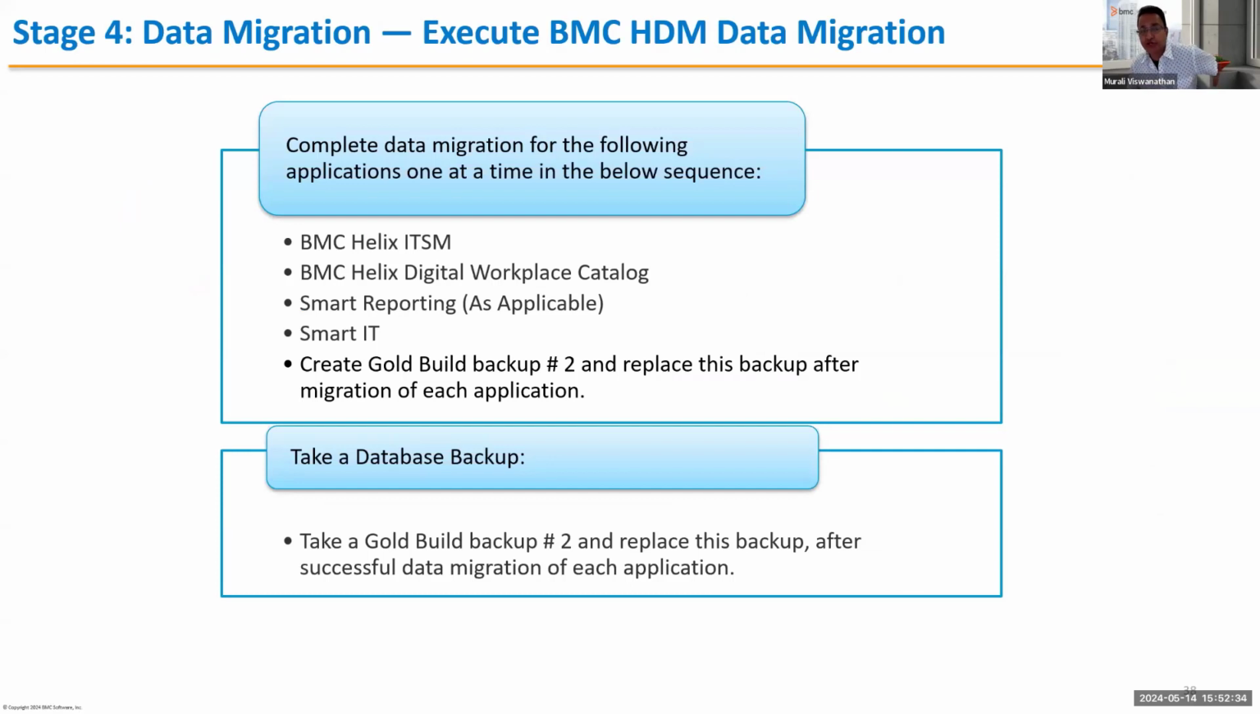So this is the sequence we want you to do. Complete your HTM for ITSM, then complete it end to end, like pre-step, migrate, post-migration, take a backup, right? And then go do your digital workplace catalog migration, same thing, pre-migration, migration, post-migration, again, take a backup. Smart reporting as applicable, then do smart IT. So now you'll have a backup, you'll be overwriting back and forth so that at the end you'll have a backup too, with all the data migrated, right? Let's say, for example, after ITSM migration you took a backup, something went wrong on your catalog data, you can always go back to backup 2 and then redo it.